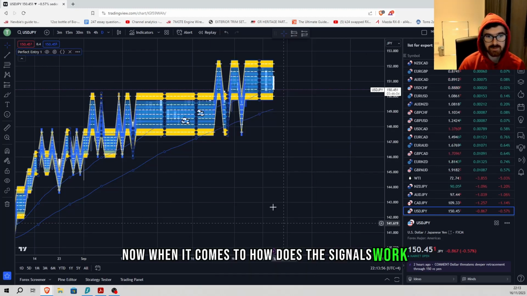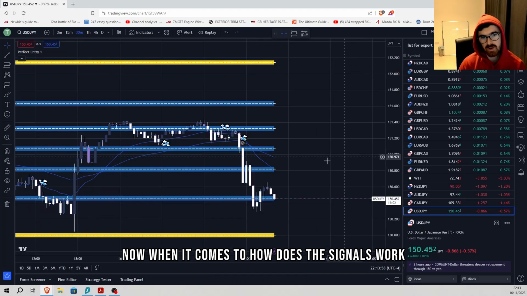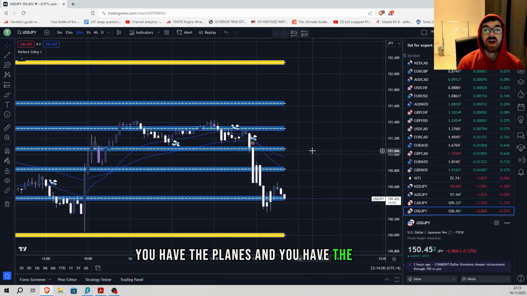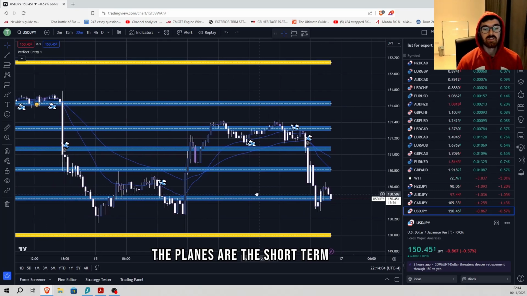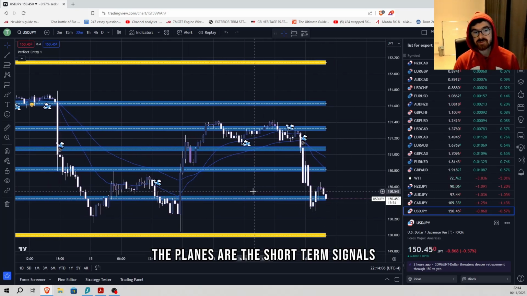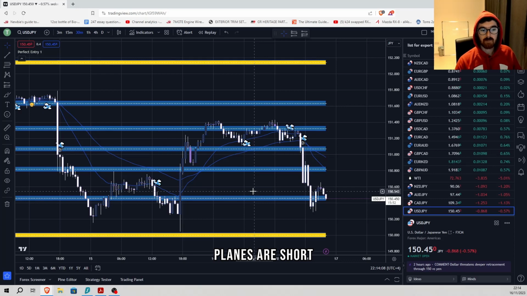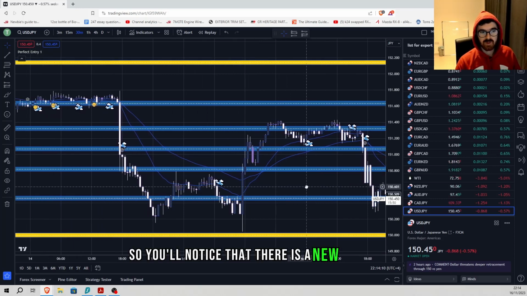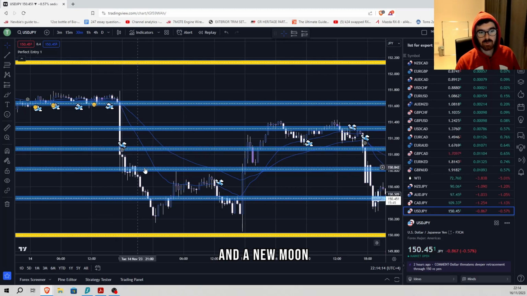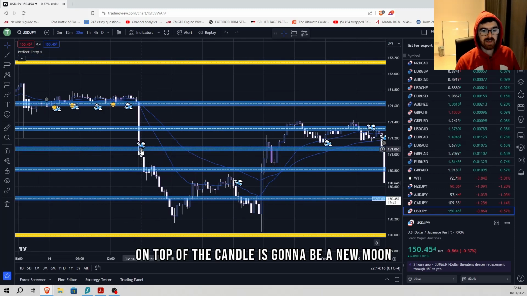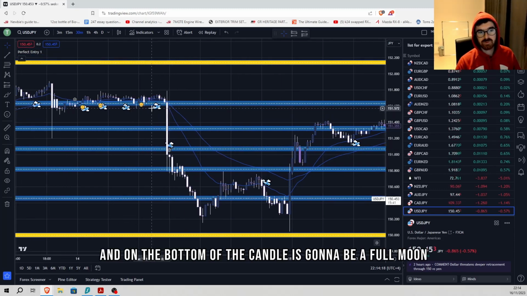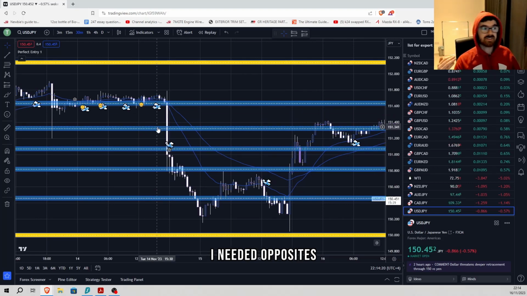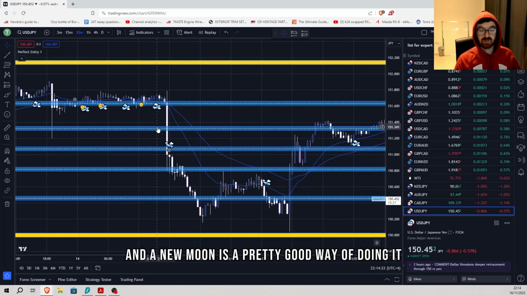Now, when it comes to how the signals work, we have two sets of signals. You have the planes and you have the moons. The planes are the short-term signals. Planes are short, moons are long. So you'll notice that there is a new moon and a full moon. On top of the candle is going to be a new moon, and on the bottom of the candle is going to be a full moon. I needed opposites. A full moon and a new moon is a pretty good way of doing it.